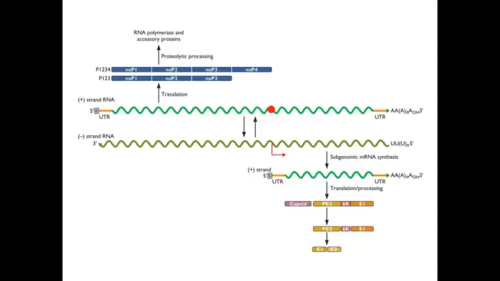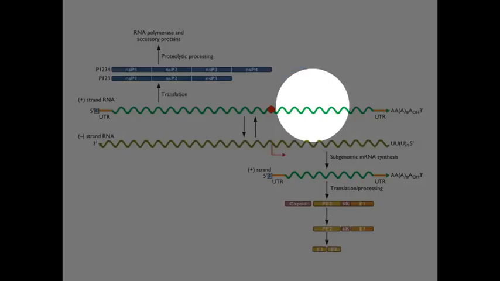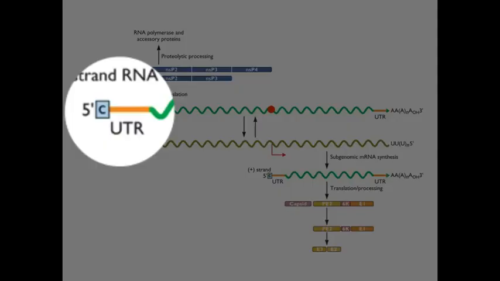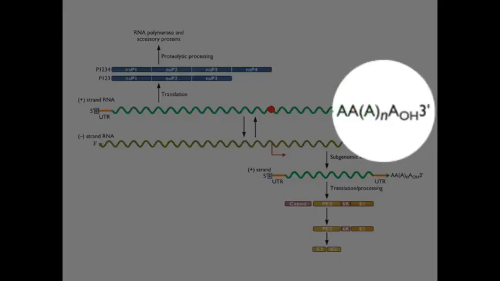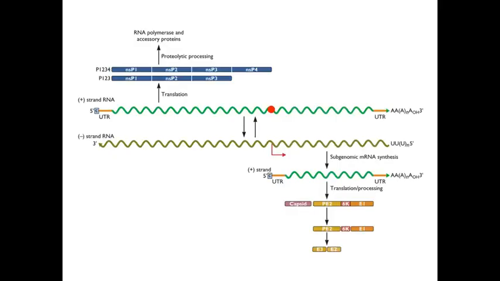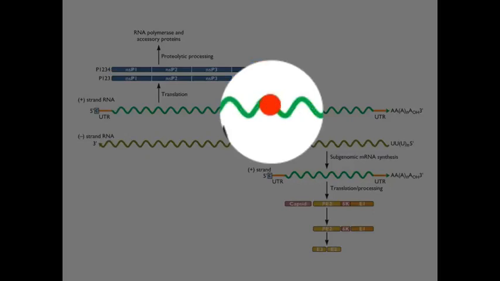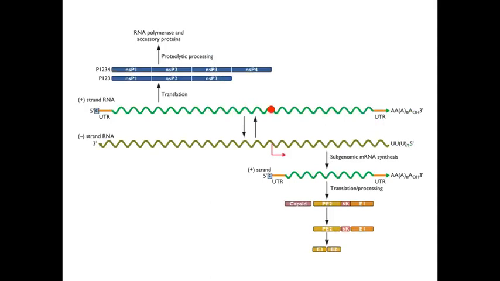Here's the schematic of the genome on the top. This could be a picornavirus, except that instead of the VPG, it's got a cap. So now it's more of a typical mRNA. It has a poly A at the 3' end, it has UTRs at both ends, and it has a cap. So this RNA, remember, is in the virion, it gets into the cell, and it's translated immediately to make these proteins. These are the RNA polymerase and accessory proteins. Now there happens to be a stop codon right here. This red dot is a stop codon. So it can't translate the proteins downstream from that.